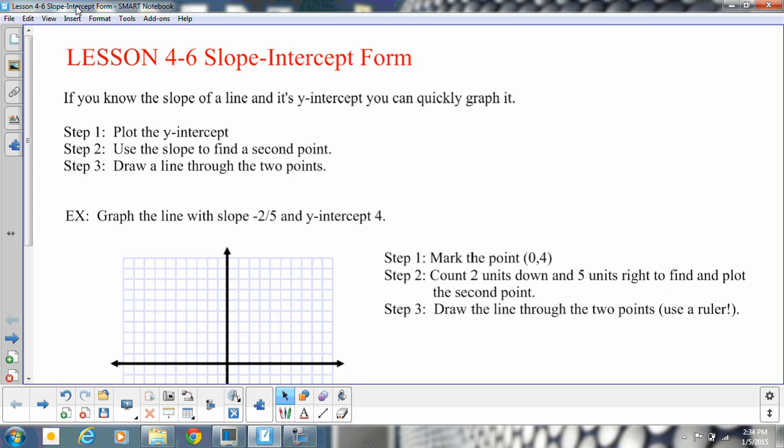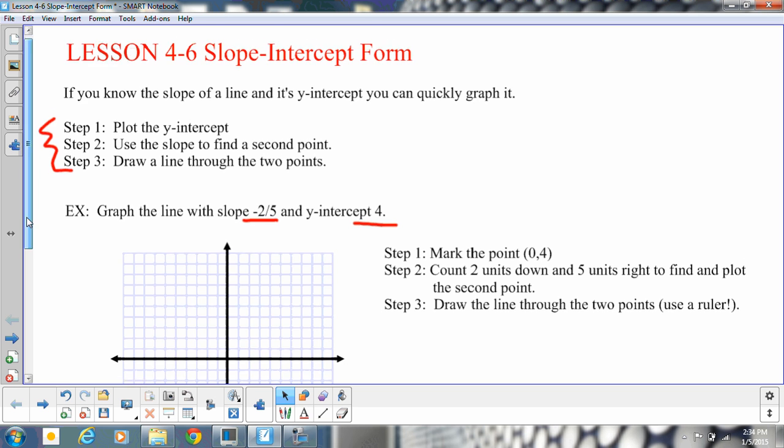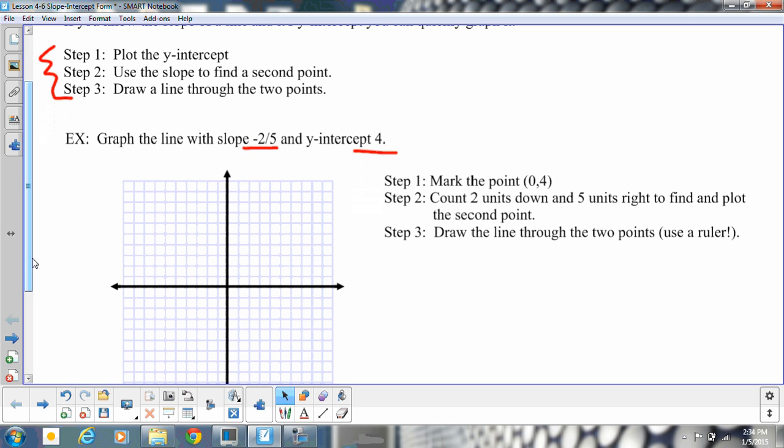If you know the slope of a line and its y-intercept, you can quickly graph it. And we have the steps right here. We're going to use this as an example. So let's say that you want to graph the line with slope -2/5 and y-intercept 4. Here's what you do. First, you start with the y-intercept. Your y-intercept is where your line begins.